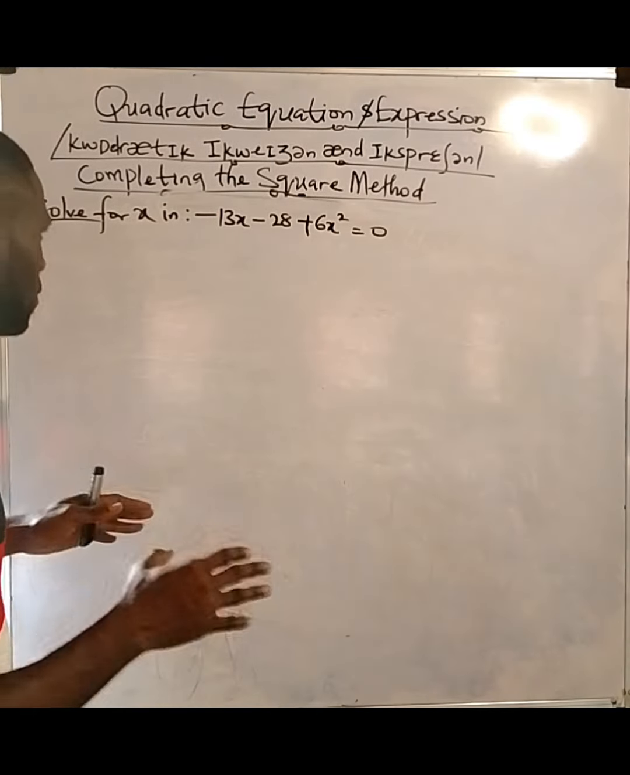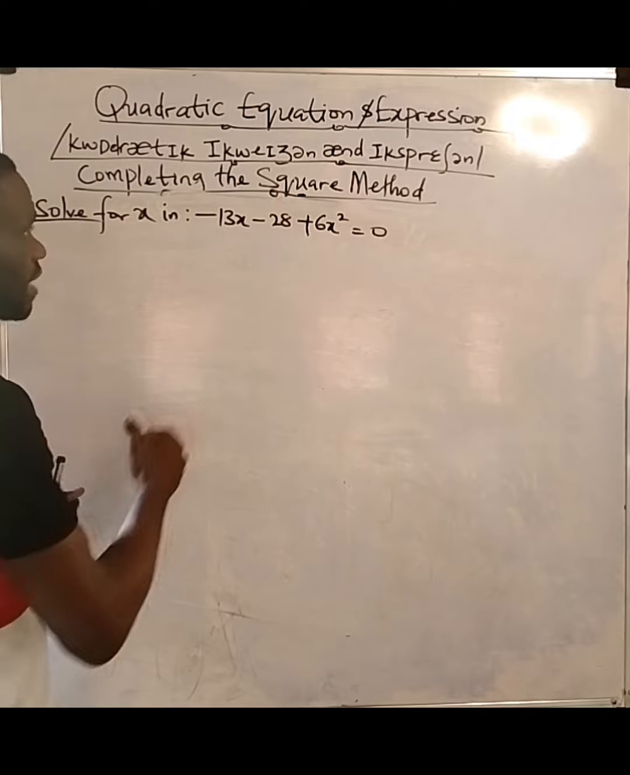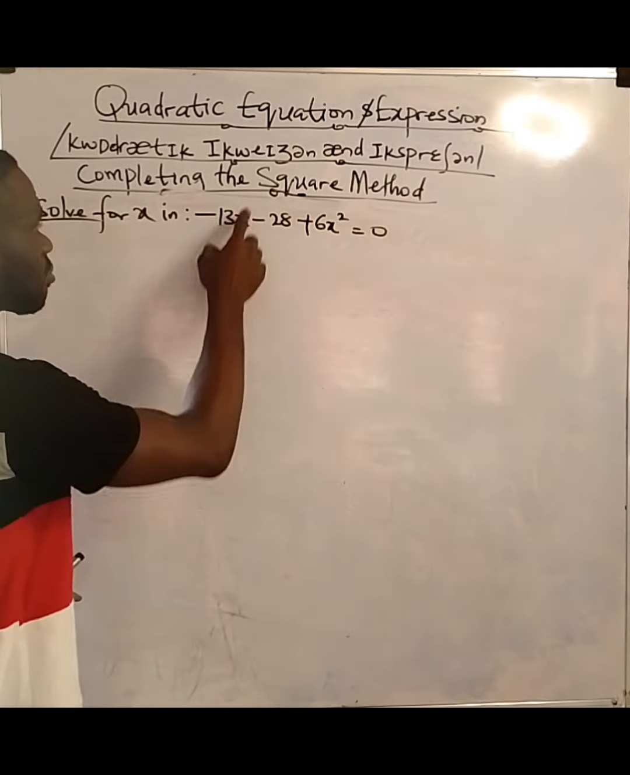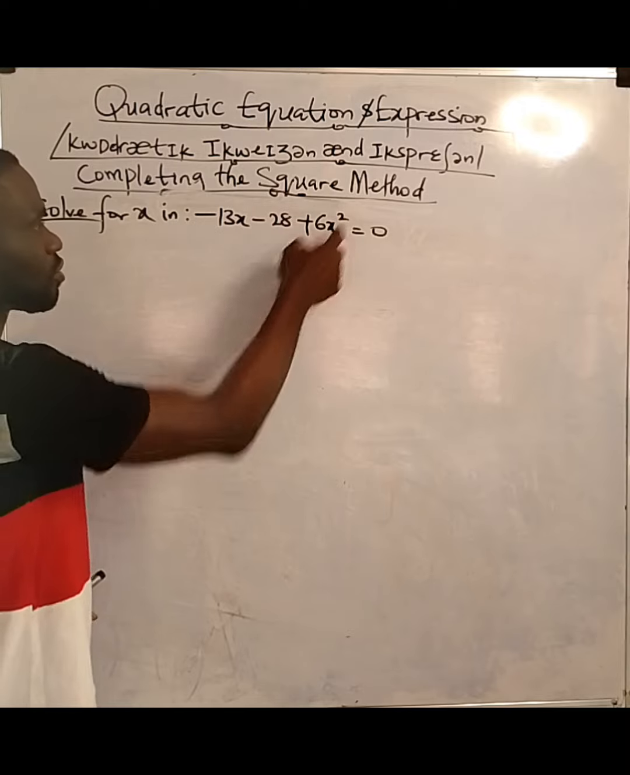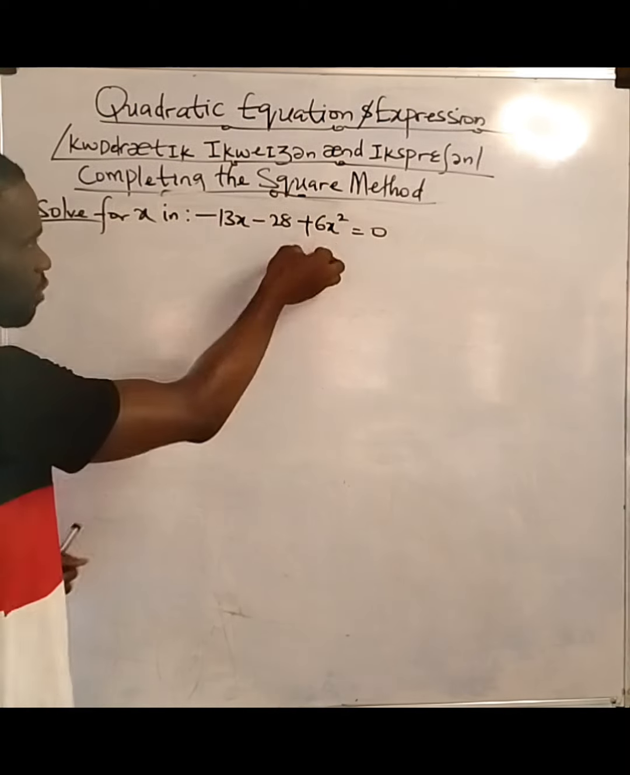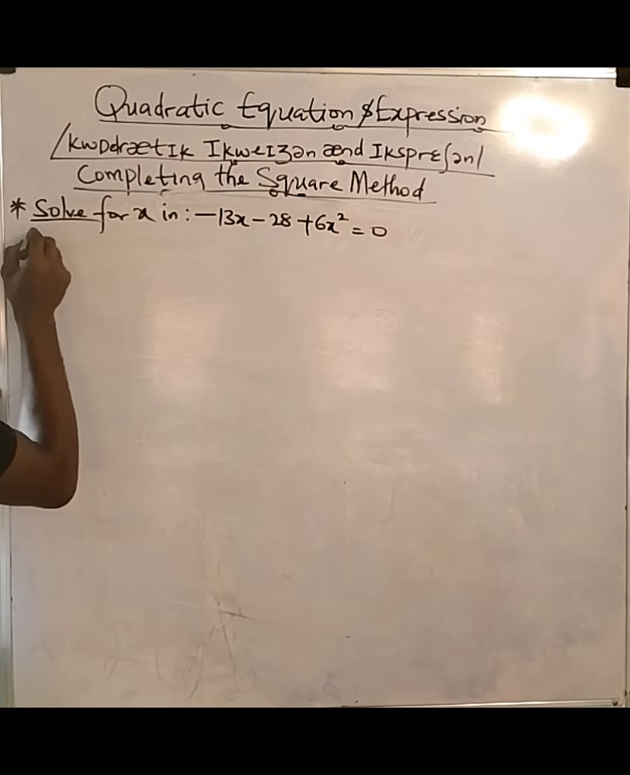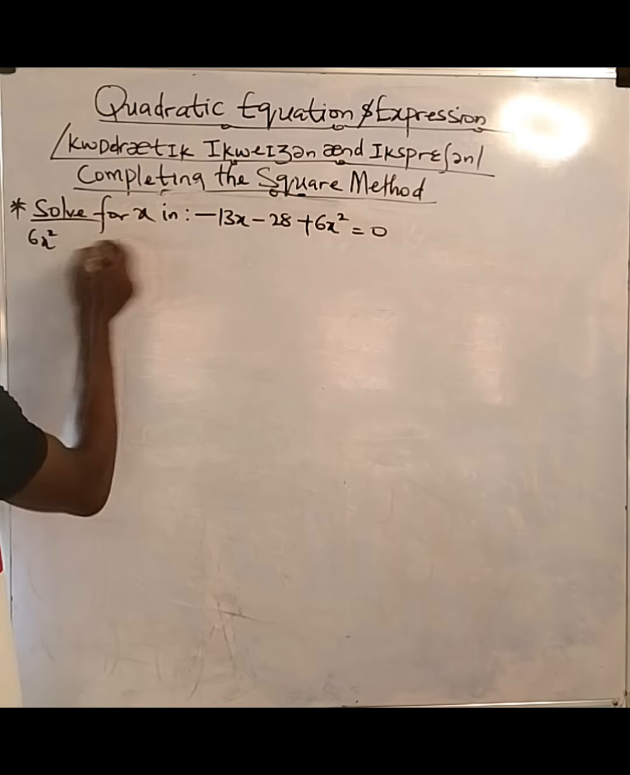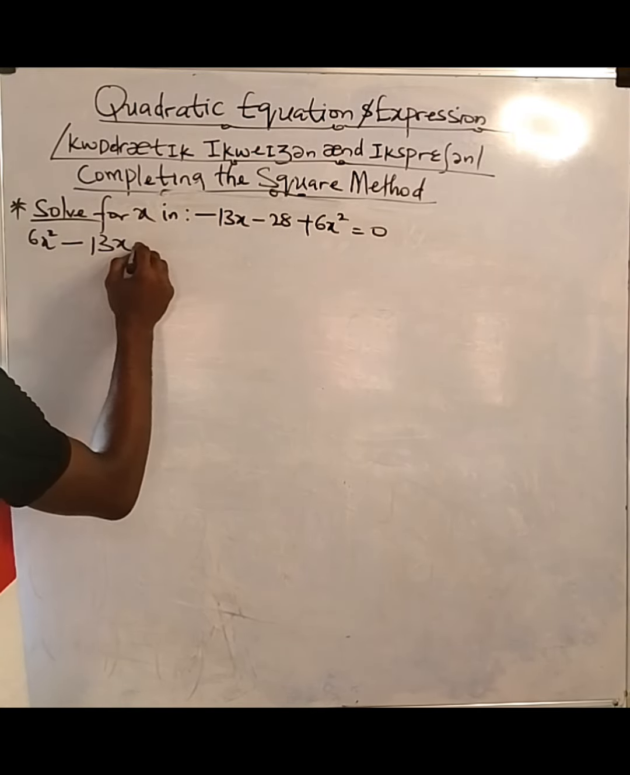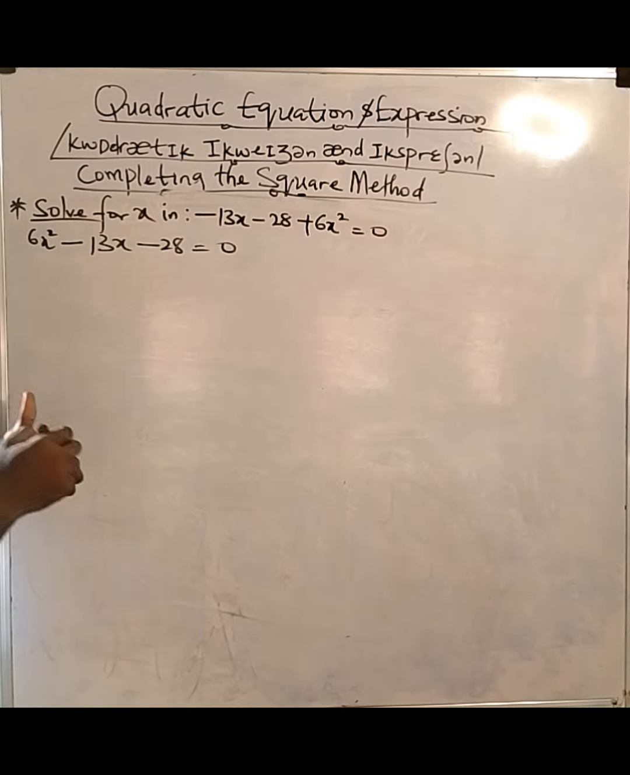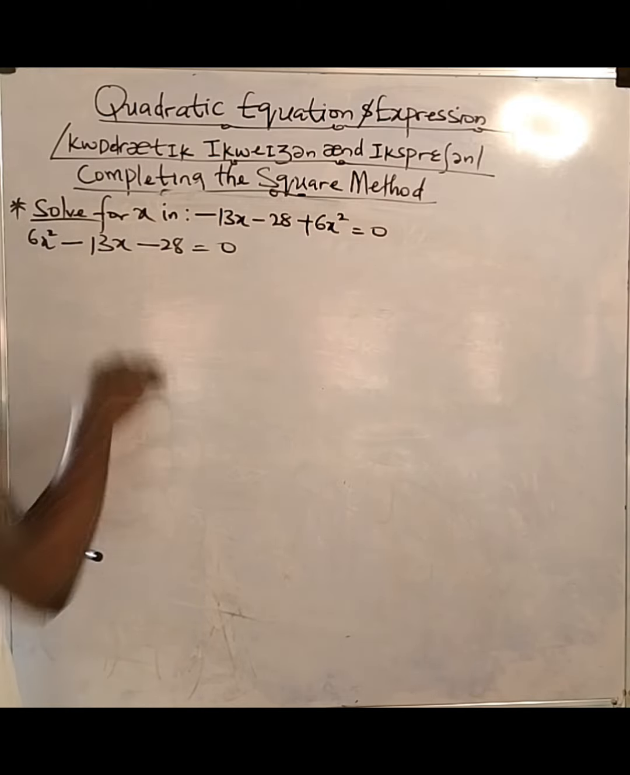So the first thing we're going to do now is to rearrange this. Don't forget it has to be from the highest power to the lowest. x has power 1, the constant has power 0, and x² has power 2, so it's not well laid out. So we're going to rearrange it from x² down. We have 6x² - 13x - 28 = 0. So rather well set out.